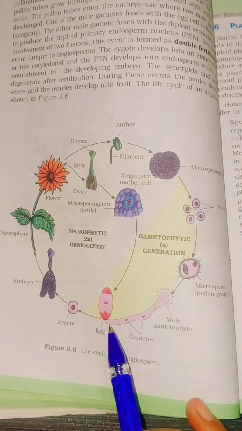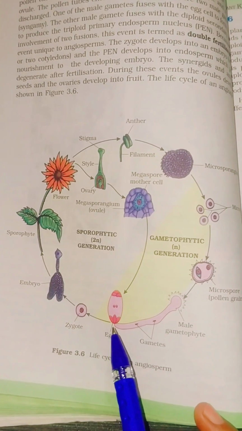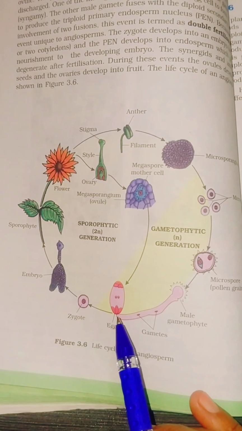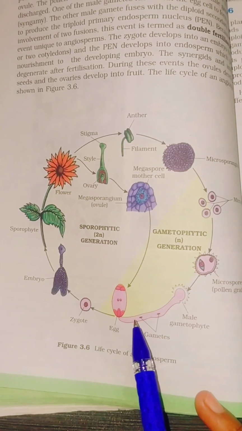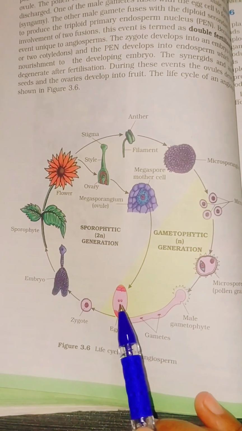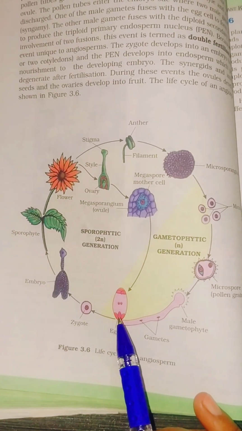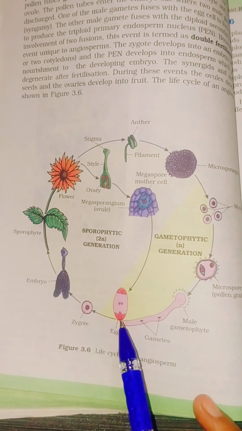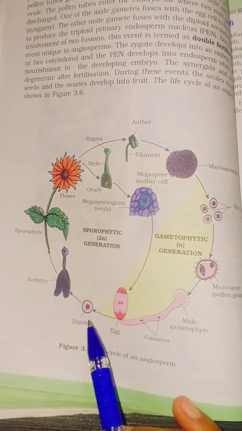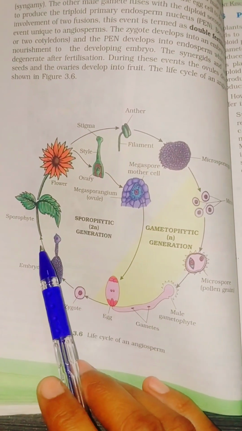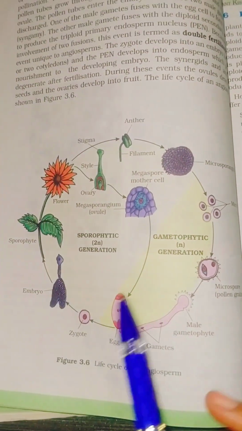So here there will be the fertilization. So as you all know, the type of fertilization in angiosperms is double fertilization. One male gamete fuses with the central cell, and the next male gamete fuses with the egg cell. So that's why it is called double fertilization. And here is the formation of zygote, embryo, and then again this will grow into a sporophyte.